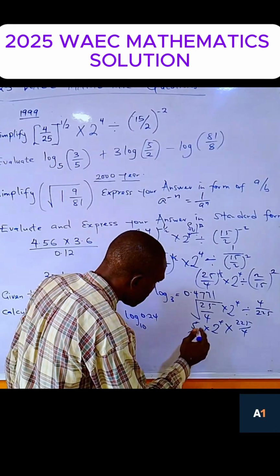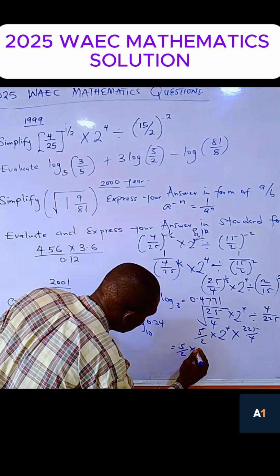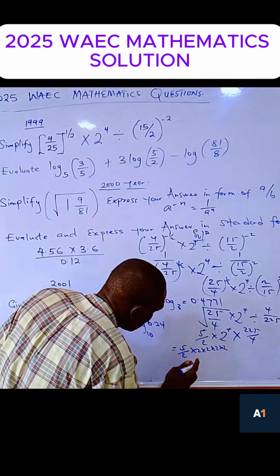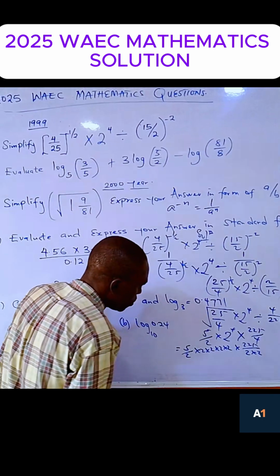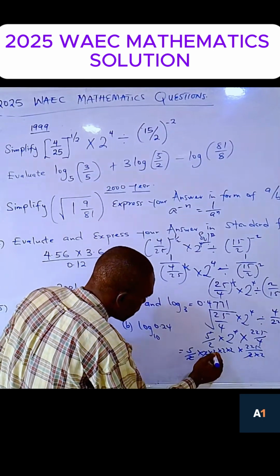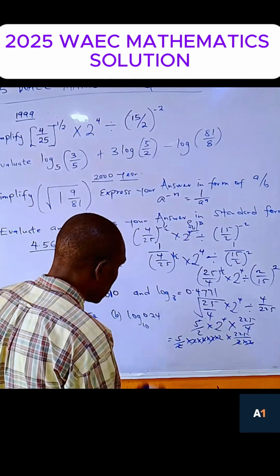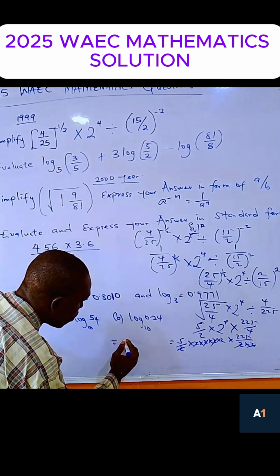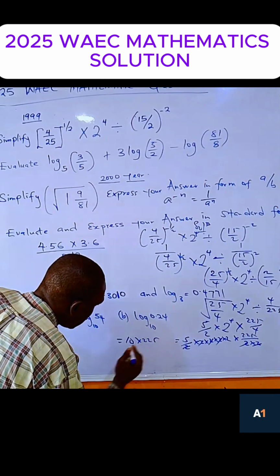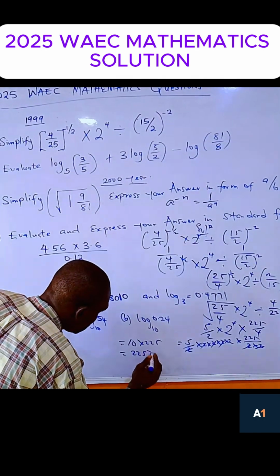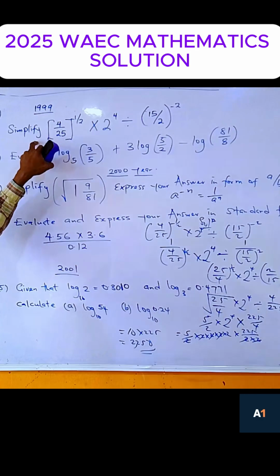Now, what are we going to do? Let's break it down to 5 over 2, times 2 times 2 times 2 times 2, to simplify further, then times 225/4. We break this one, so these two cancel these two, these two cancel these two, and these two cancel these two. Finally, we have 5 times 2, which gives you 10, times 225. So we now have 2250. So the answer is 2250 for this particular question when you simplify.